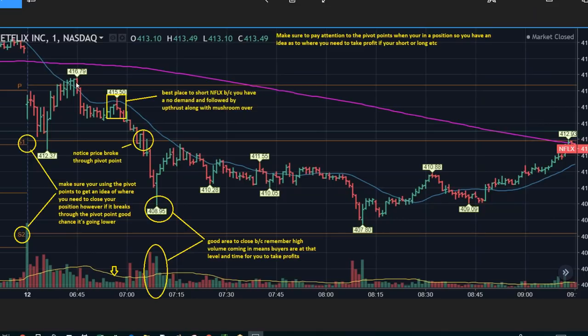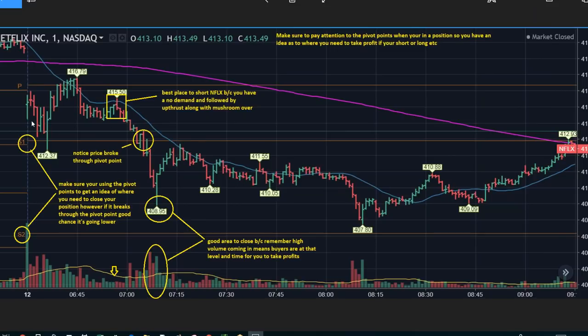Now, when we see this first move higher up to 416, you notice how it started to stall out there. What I would be waiting for to actually take a short is I want to see the volume start to decrease significantly. You can see right around 415 you have your no demand, and you have your upthrust. This is your ideal area to take your short, and probably the safest area too, because you can already see that the volume has started to decrease.